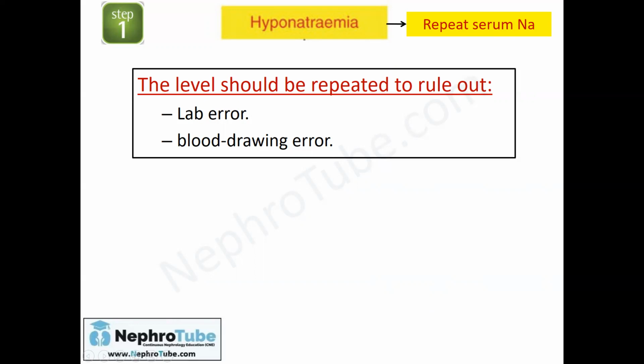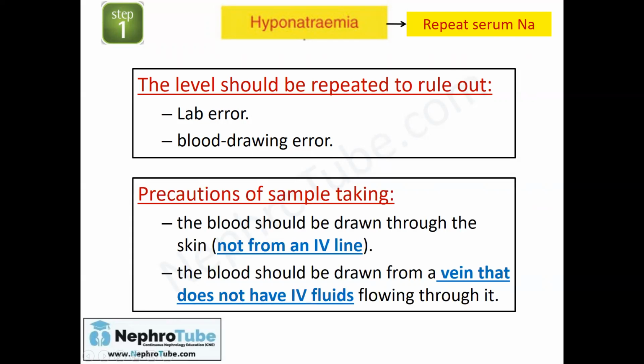But if the patient is symptomatic and the hyponatremia is severe, you have to start treatment. But if you have time to repeat the serum sodium, it's better to repeat it. What are the precautions of sample taking for the assessment of serum sodium? First of all, be sure that blood is drawn through the skin, not from an intravenous line that is attached to the patient. Also, the blood should be drawn from a vein that doesn't have intravenous fluids, especially glucose or dextrose, because this will dilute the sample.